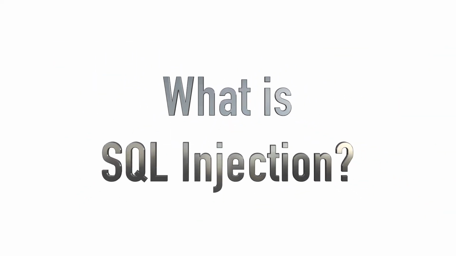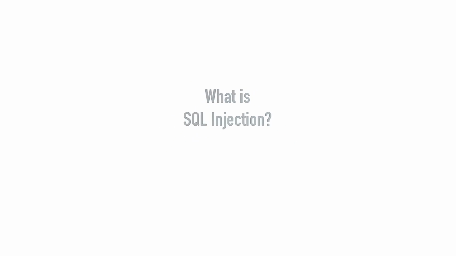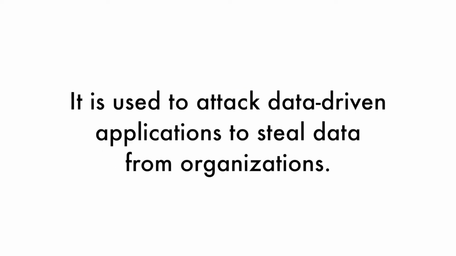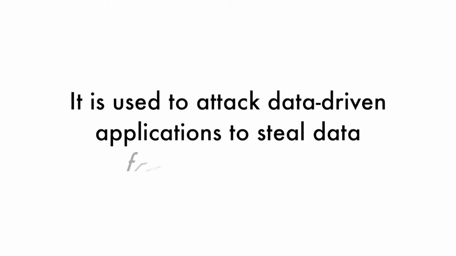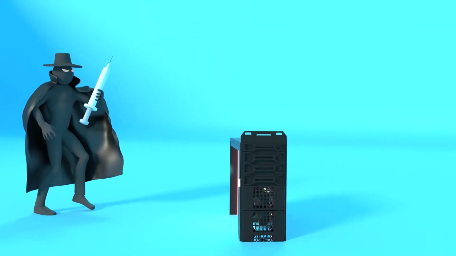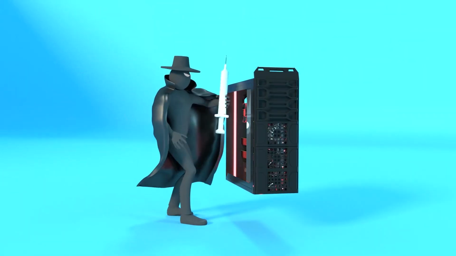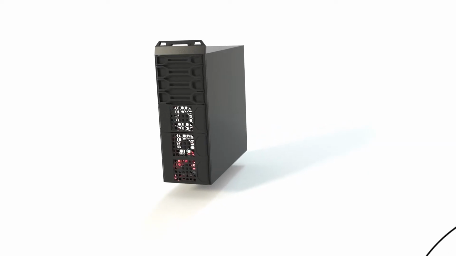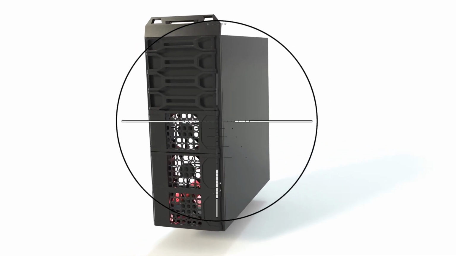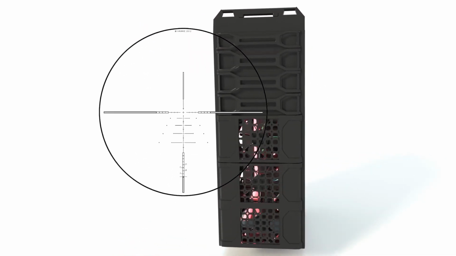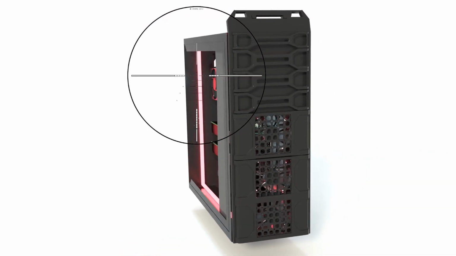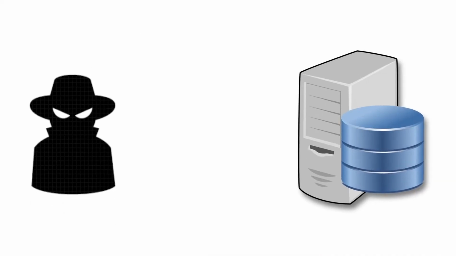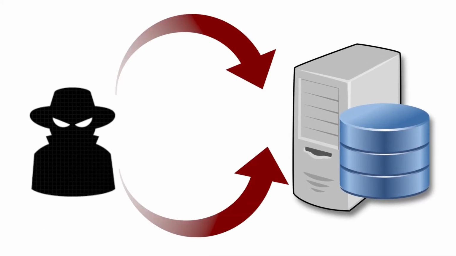What is SQL injection? It is used to attack data-driven applications to steal data from organizations. The attacker may input malicious SQL commands into input fields of an application to view and modify information from the database. The target of an SQL injection attack is the database server. An attacker tries to deceive the web server and application server to get connected to the database server. A successful SQL injection allows an attacker to communicate directly to the database.